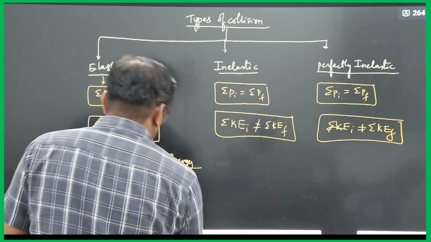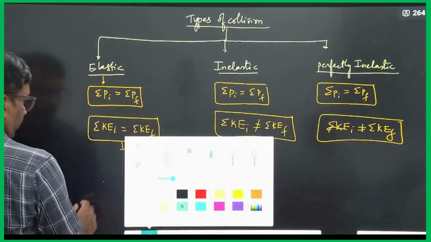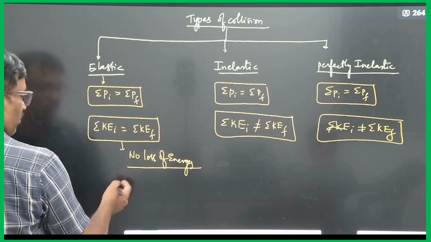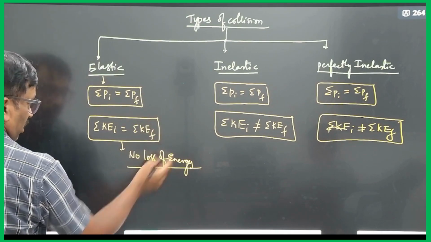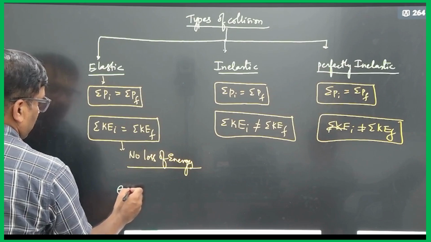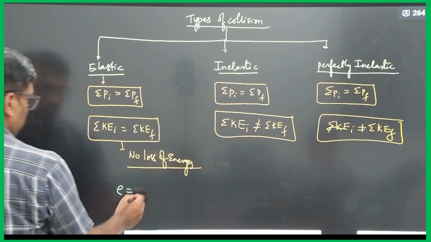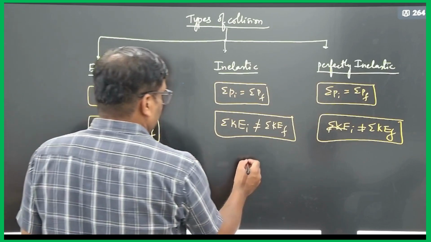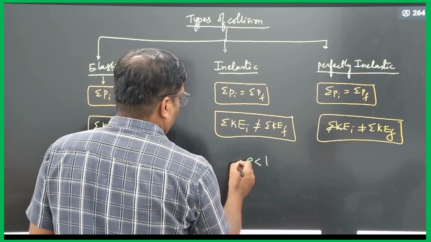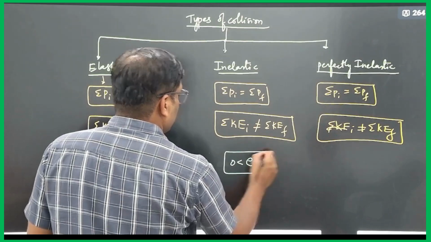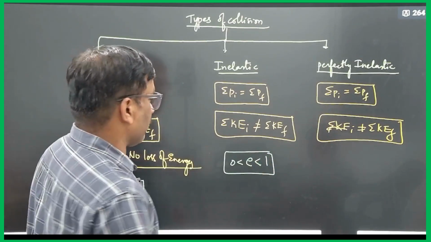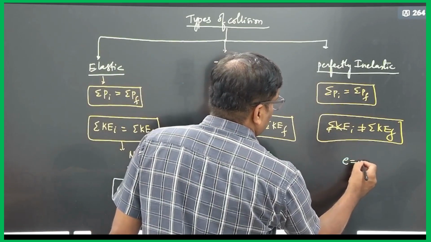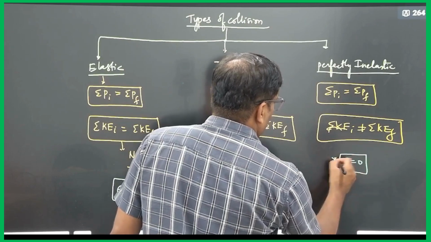And here we will discuss one more important thing, the coefficient of restitution. What is the coefficient of restitution? We will define it while discussing the questions. For elastic collision it will be equal to 1, and for inelastic collision the value of e lies between 1 and 0. In a perfectly inelastic collision, the coefficient of restitution will be equal to 0.